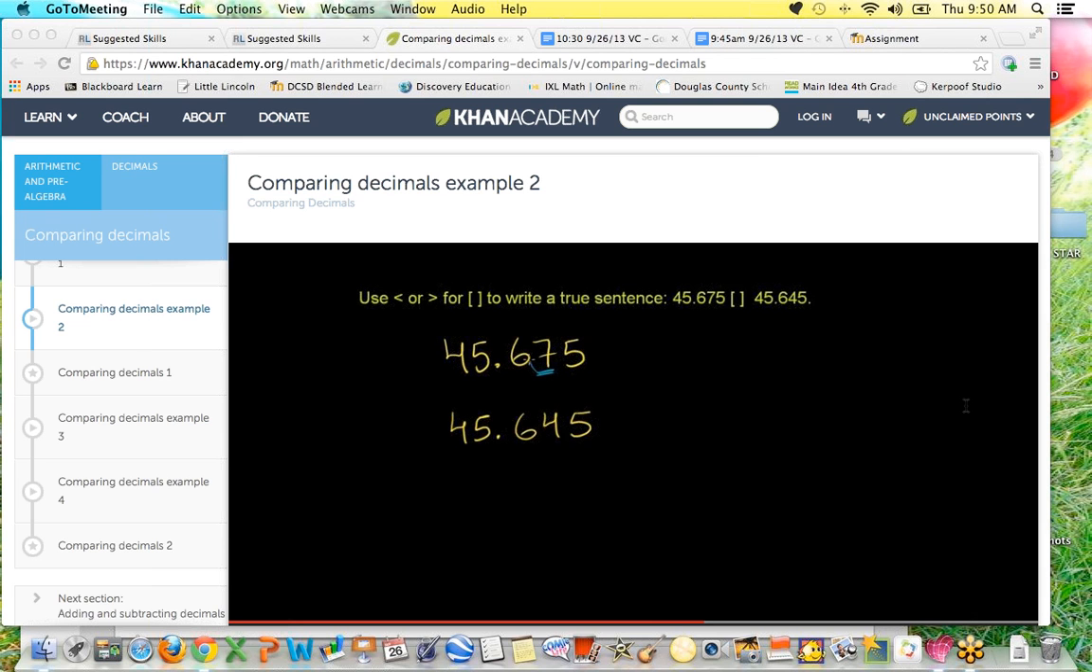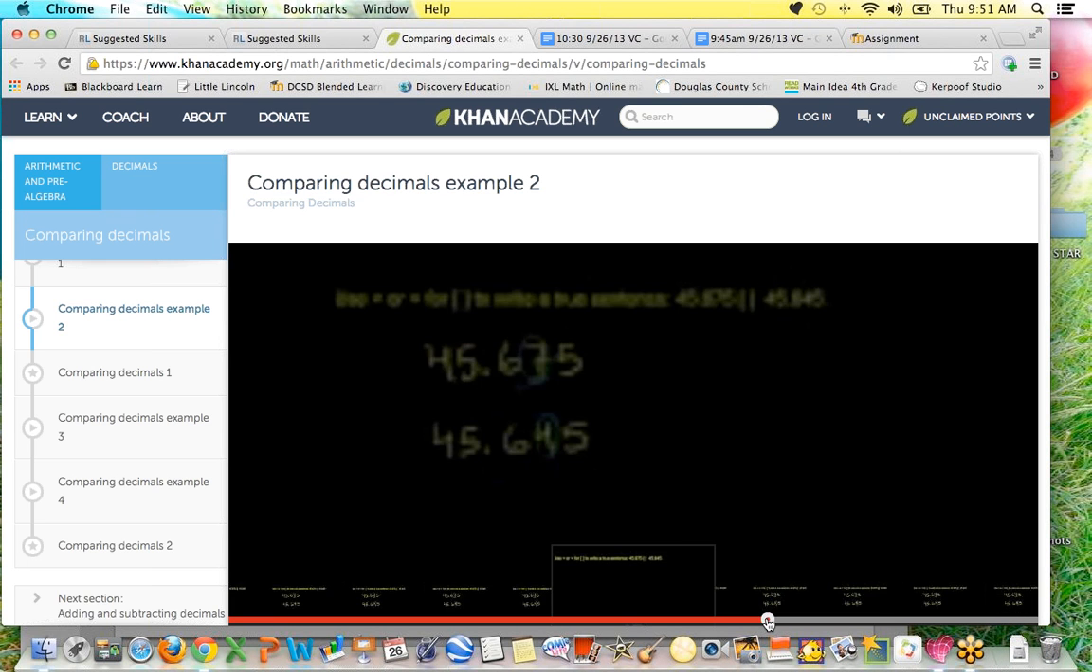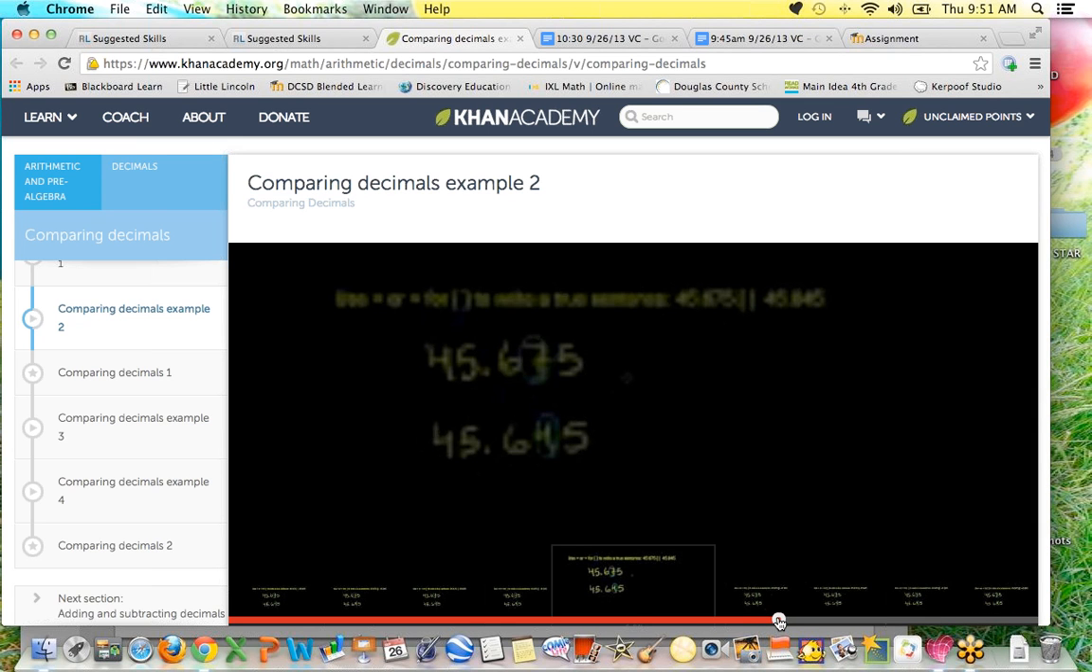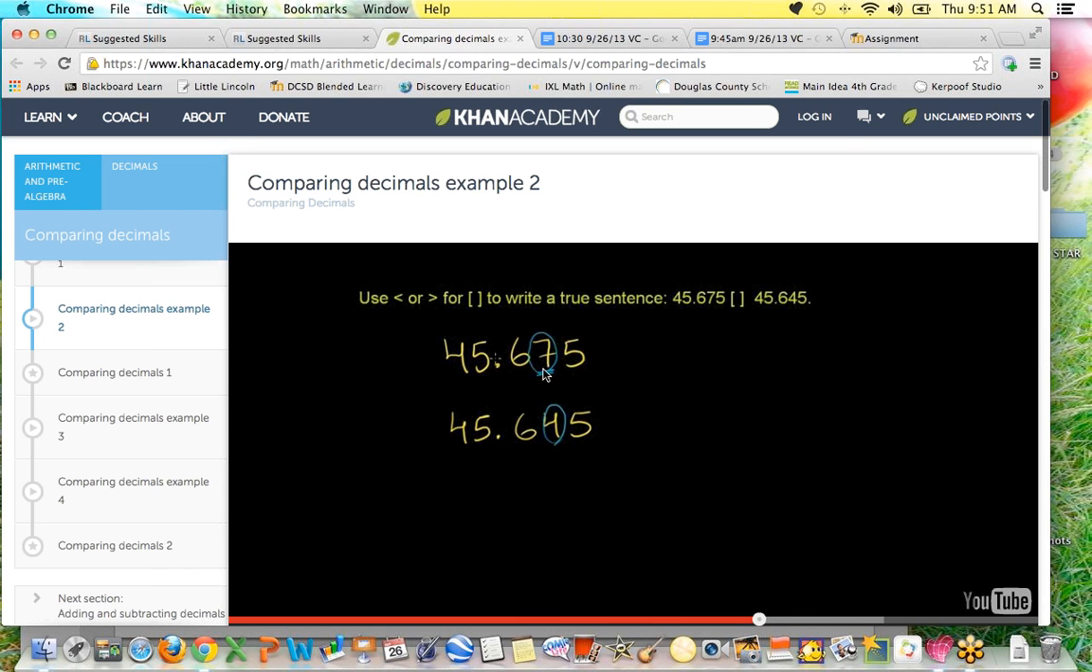We have 700ths here, and we have 400ths here. Everything is the same, so this number is going to be greater. Pretty simple. Obviously, which one is greater? The one on top is going to be greater. So this number is greater than 45.645. So let's jump in and do some actual practice problems.